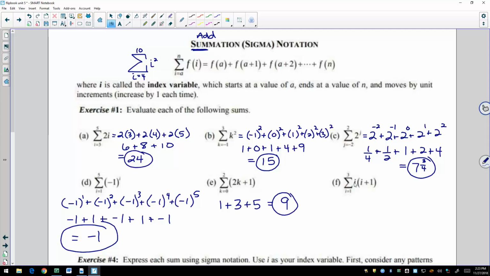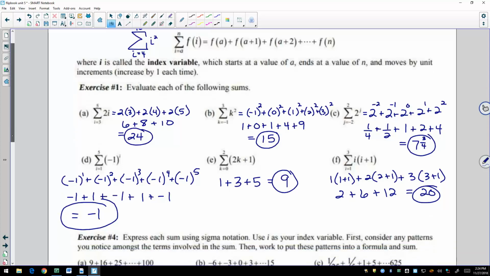So this time you're taking 1 and you're plugging it in for both i's. So that's 1 plus, I'll write this one out. This one's a little more work. 1 plus 1 plus 1 plus 2 plus 2 plus 1. And we are stopping at 3. So that's 3 times 3 plus 1. So that's 2 times 1 is 2. 3 times 2 is 6. And 4 times 3 is 12 for a total of 20. So there is a quick introduction to summation.